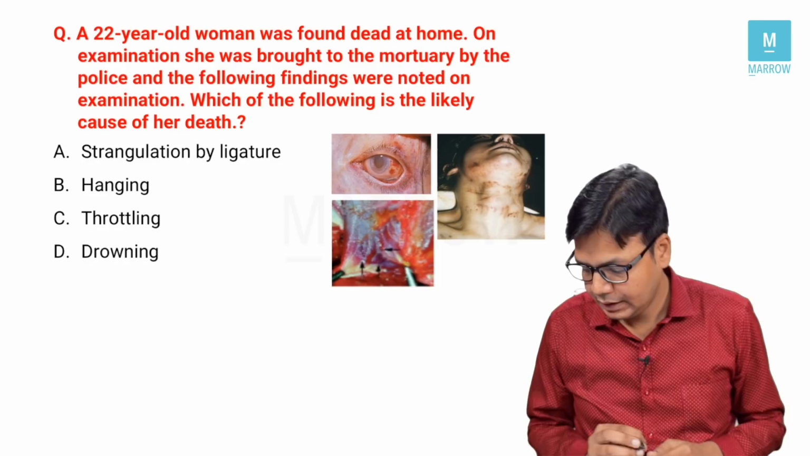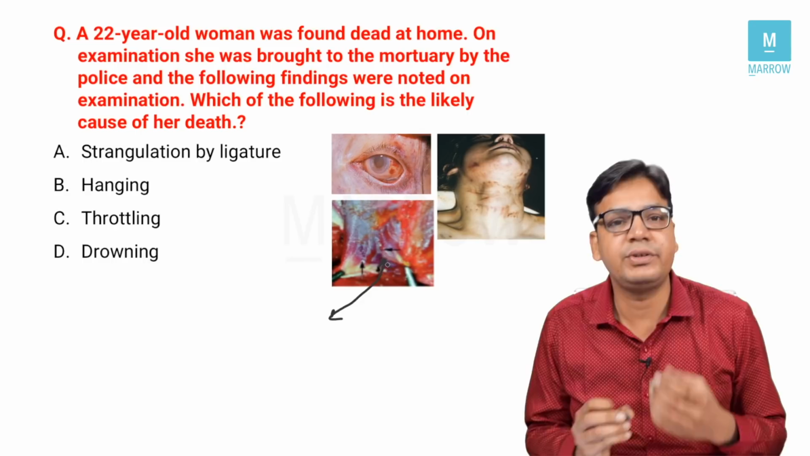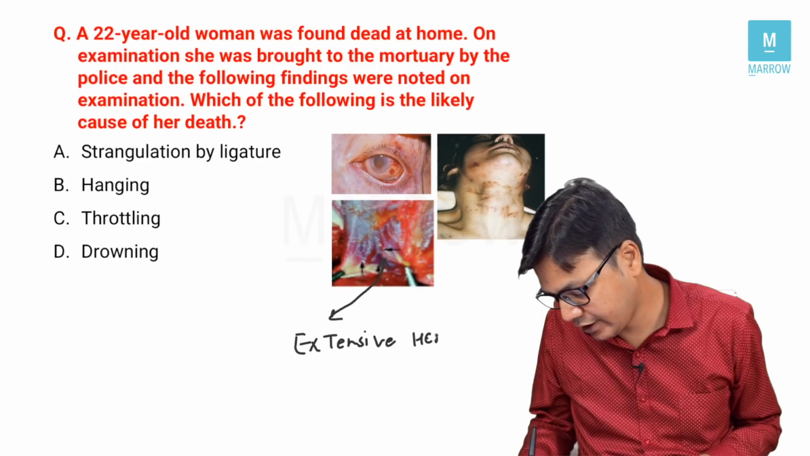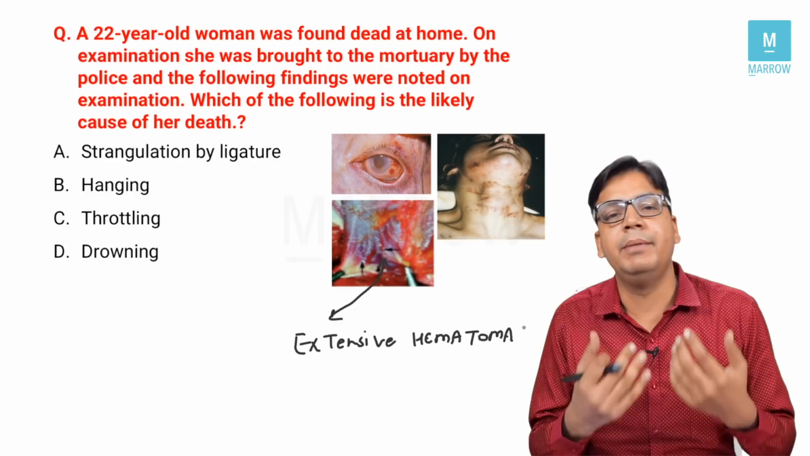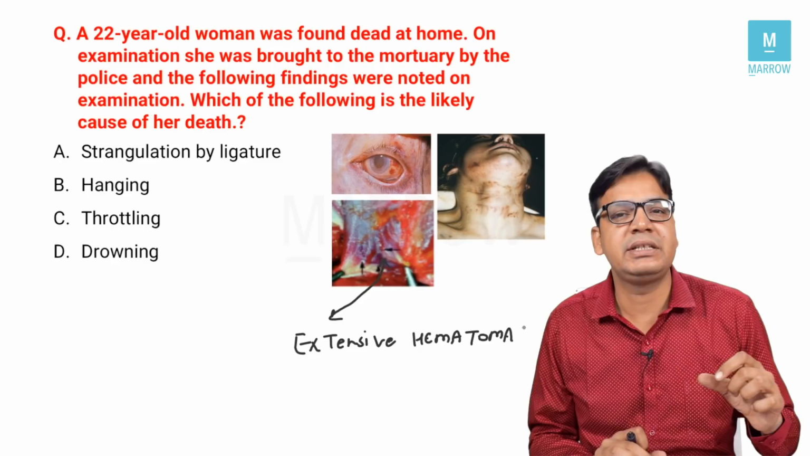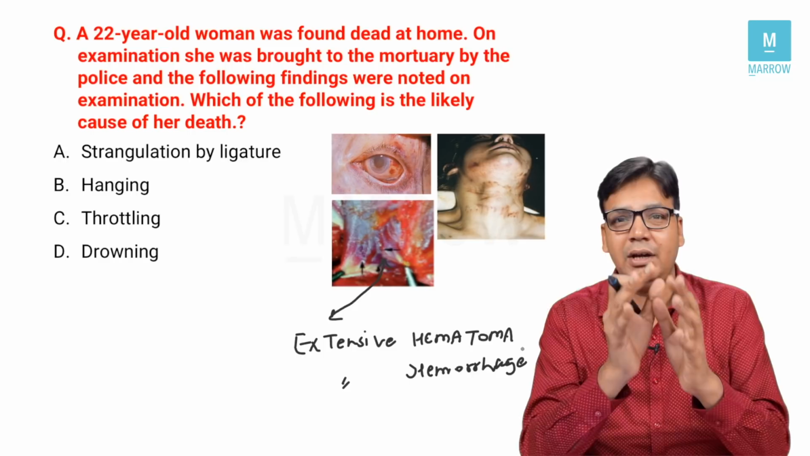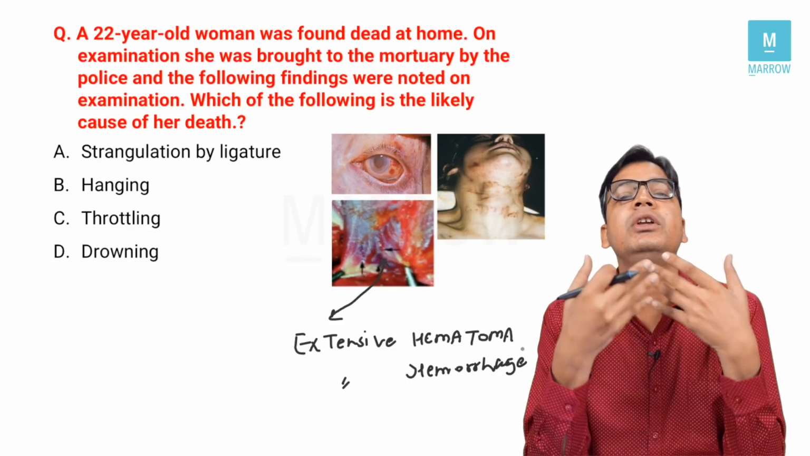You can see this is the neck structure. Neck structure showing extensive hematoma. Actually, hematoma is seen when you dissect a bruise or contusion. जब आप bruise or contusion को dissect करते हो, you can find hematoma. Extensive hematoma and hemorrhage. Look, sir, actually, this is a characteristic bruise or contusion seen on the neck.